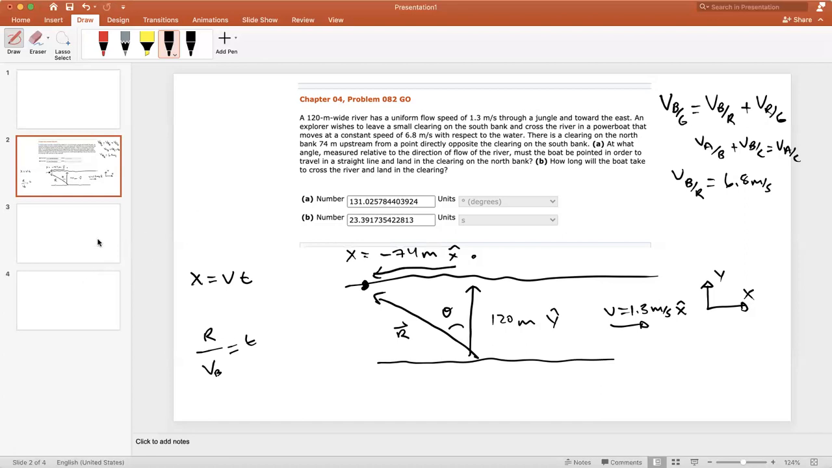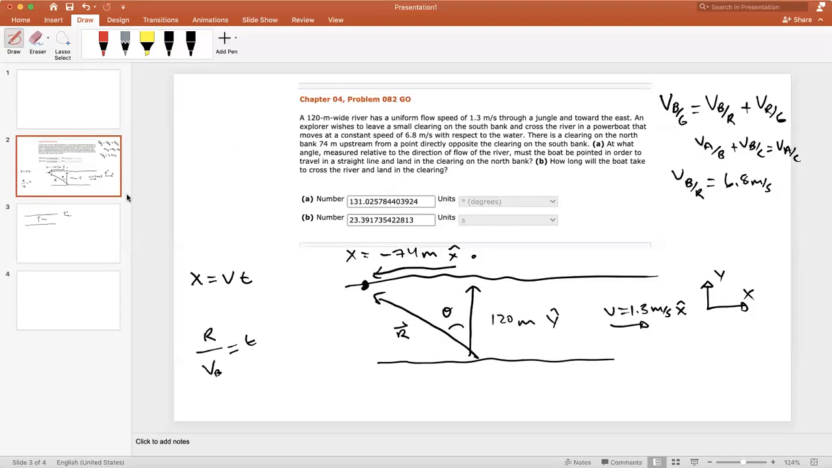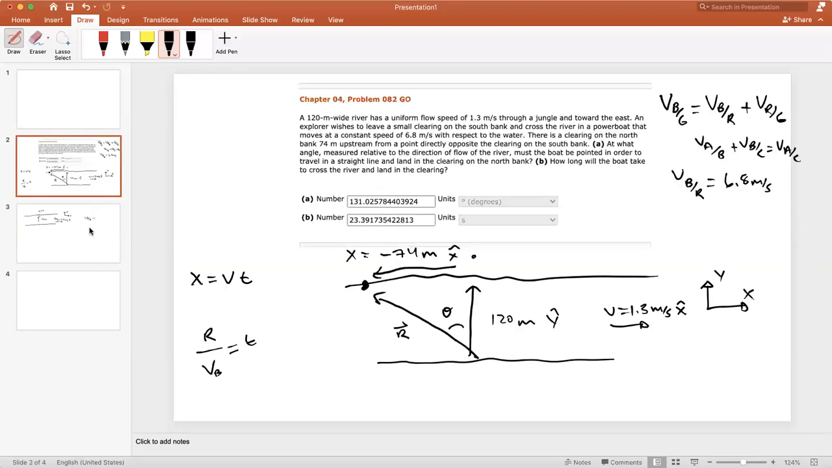Let me do a simpler problem first. In this problem, instead of trying to get upstream, I just want to get across. So I want to go the 120 meters in the y direction across. And the river is flowing at, what was it, 1.3. So the river has a velocity relative to the ground of 1.3 meters per second in the x hat direction. And his boat, he's trying to just get to x equal to 0. His boat, at any angle, can do 6.8.